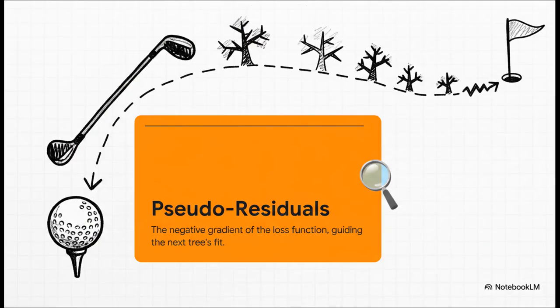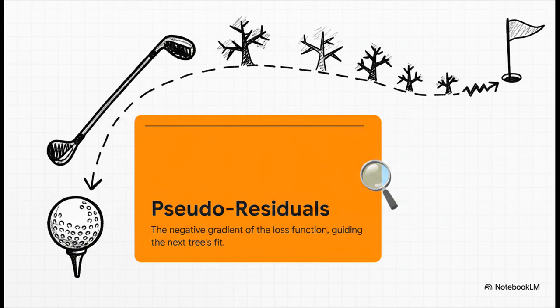Before we start comparing the heavyweights, how exactly do these algorithms convert weak learners, models that are barely better than a random guess, into an unstoppable, strong learner? Well, the secret lies in something called pseudo-residuals. Think of this like playing a game of golf. Your very first swing gets you closer to the hole, but obviously you aren't there yet. That remaining distance? That's your residual.